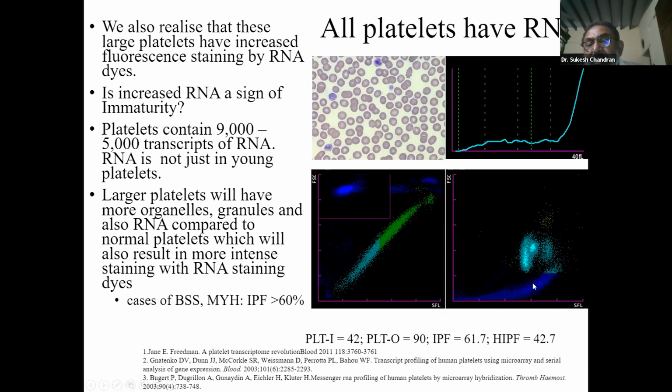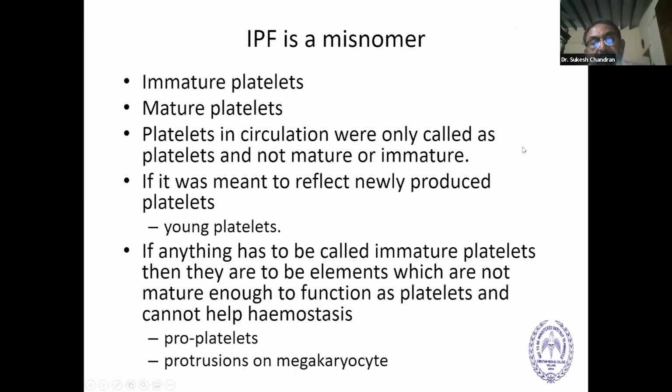And sometimes they are so large that they influence the white cell count. They give an artificially increased white cell count. So please look at these histograms before you report thrombocytopenia. IPF is the best misnomer in the field of hematology.